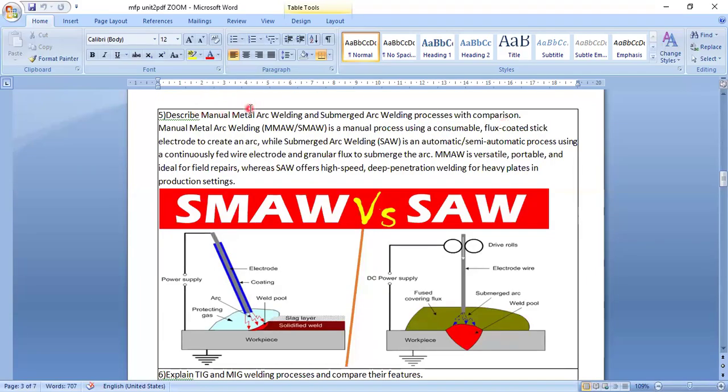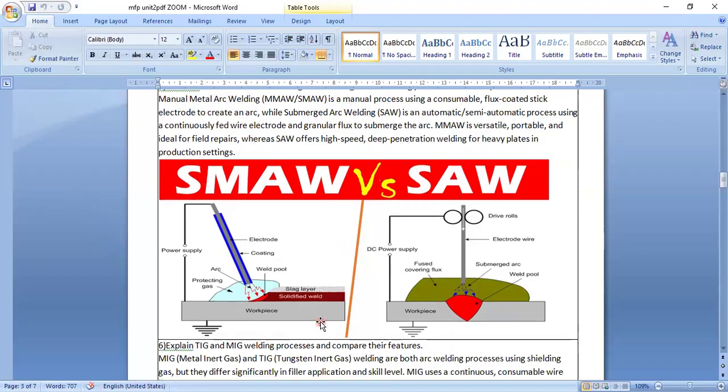Manual means by hand you are doing. Submerged arc welding means you are doing the welding submerged under something. That is called submerged. Manual means directly, it is exposed to the environment. The other is not exposed to the environment. Here you can see this is the submerged welding. Here you can see the arc coming here. This protective gas is there, so welding is done here.